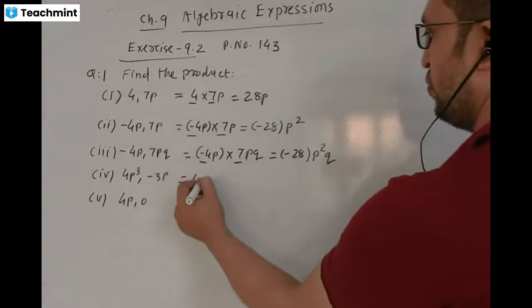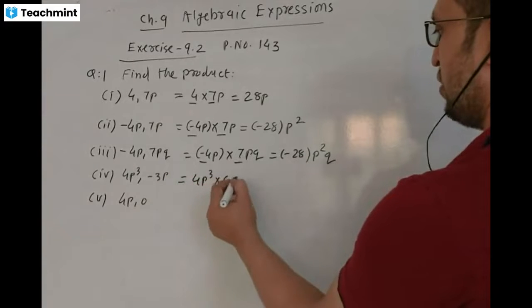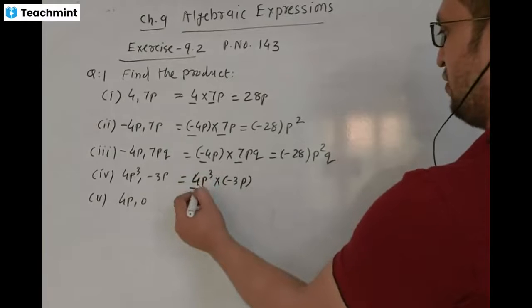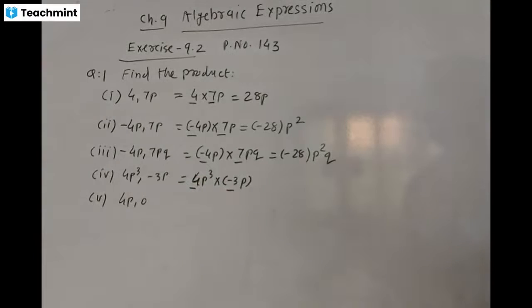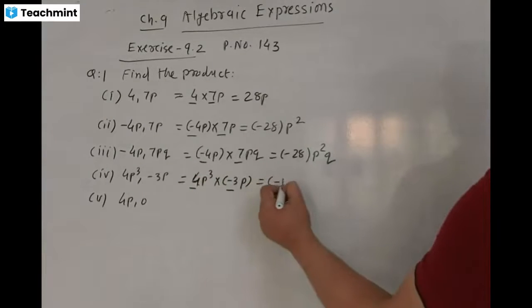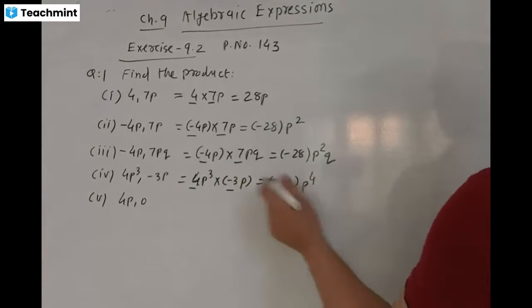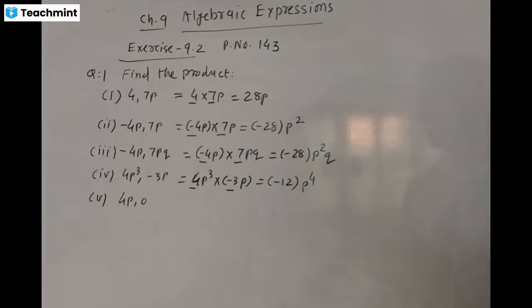Next one, 4p cube multiply with minus 3p. So monomial terms multiply with monomial terms. First we multiply constants. 4 3s are 12, negative 12. P raised to 3 and p raised to 1, that is p raised to 3 plus 1, power 4.